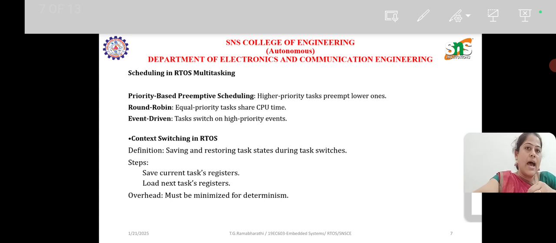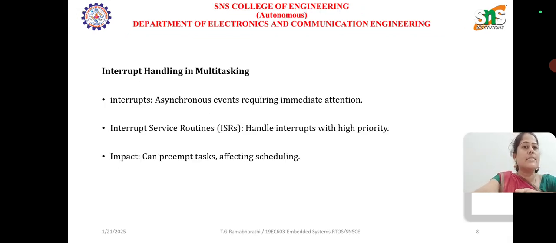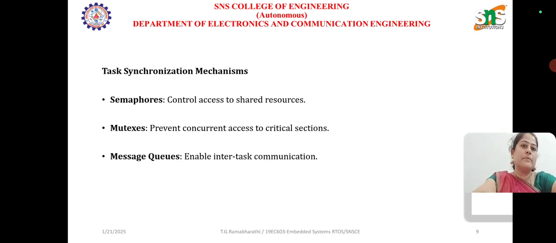So these three are the scheduling types in RTOS multitasking. Then next one, interrupt handling in multitasking. Interrupts are asynchronous events that require immediate attention. Here we have the ISR, the interrupt service routine, which handles the interrupt with highest priority. The interrupt handling in multitasking also depends on the scheduling of multitasking. The impact of this interrupt handling mechanism is that it preempts the task, affecting scheduling.